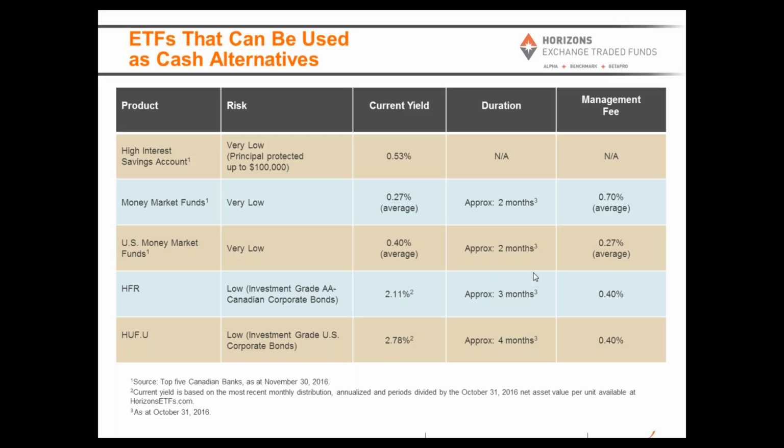Then we have a couple of ETFs down here that come from Horizons. HFR, which is the Horizons Active Floating Rate Bond ETF. Its risk is categorized as low, so it's the same as owning high-quality Canadian corporate bonds. Its yield is 2.11%, and its duration is about 3 months. So that would be what we look at as being 0.25.